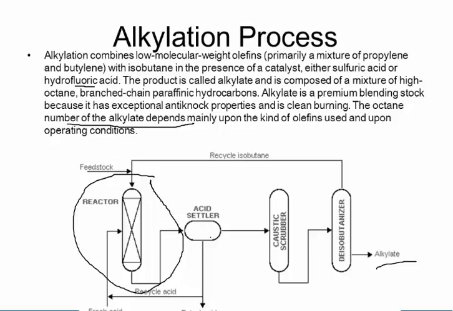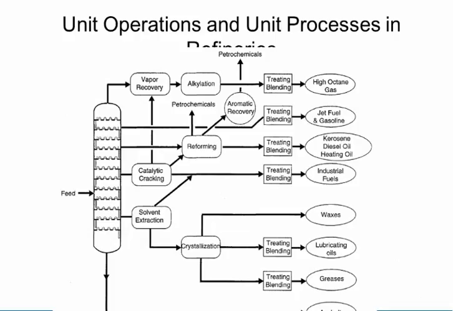Your alkylate, while you use propylene and butylene, is really adding the alkyl radical. The alkyl radical could be methyl, ethyl, propyl, or butyl radicals. They have found that when you add these groups to the gasoline, you end up with very good antiknock properties.